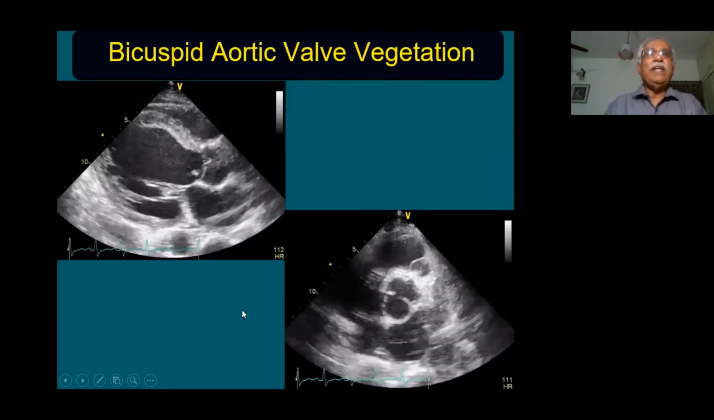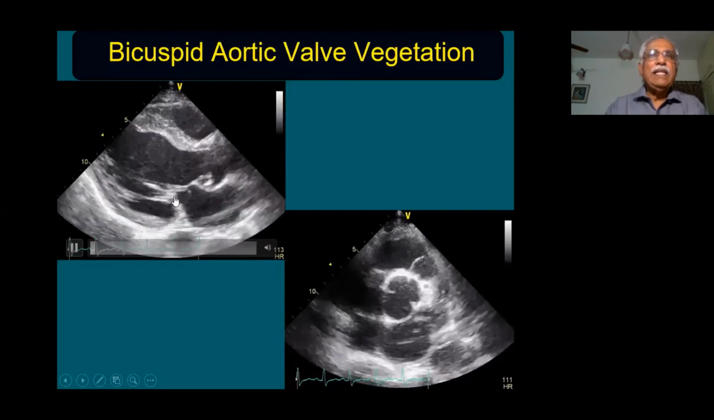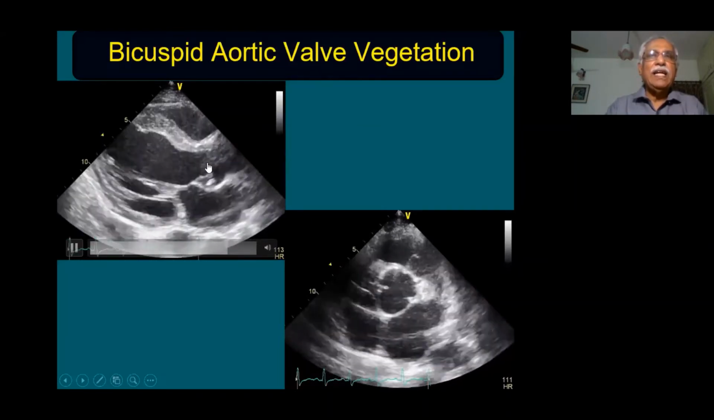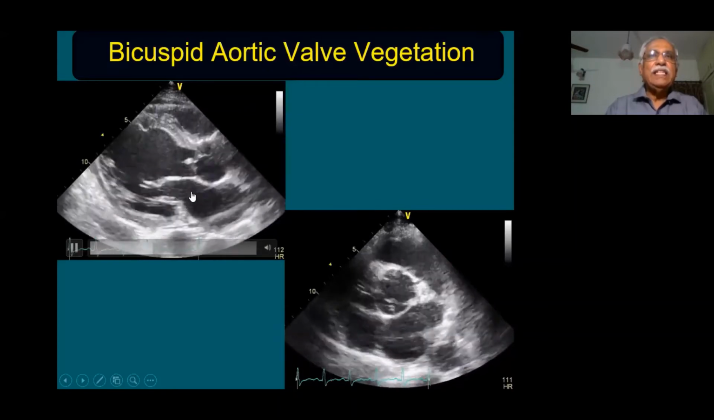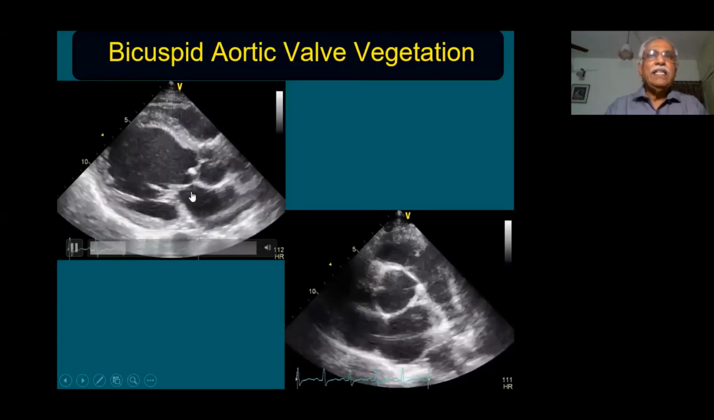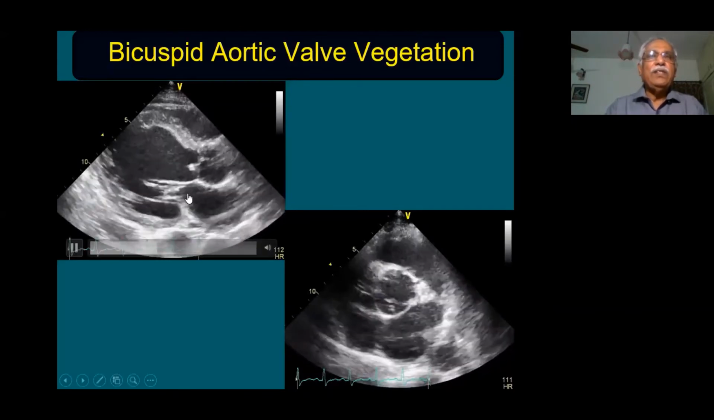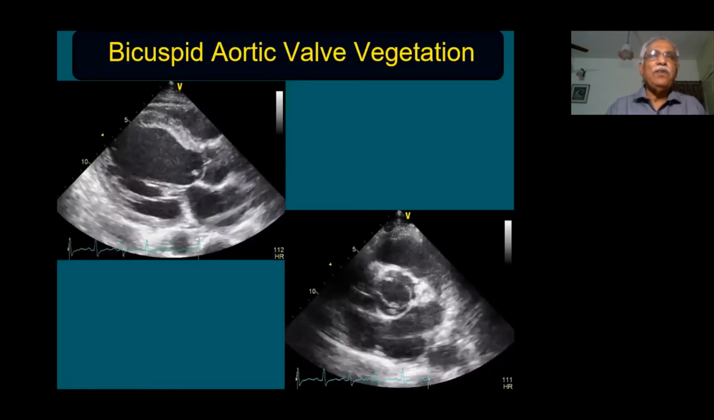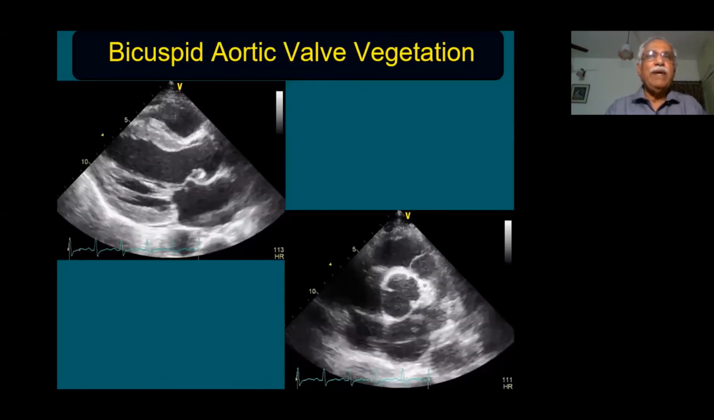What is the additional finding in this patient? Can you identify this one? Look at the mitral valve. Whenever you have an aortic valve endocarditis, look at the mitral valve. At this region where I am pointing, there is a small tag of tissue over the anterior mitral leaflet. Whenever you see this, you have to be very careful to interrogate the mitral valve by zooming over it.